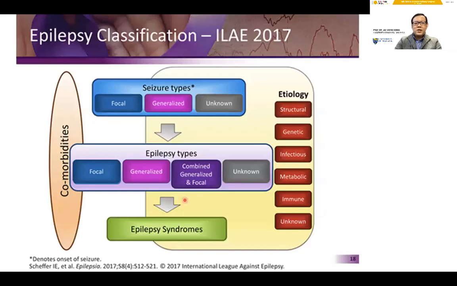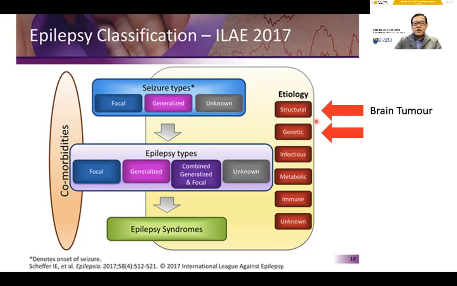Therefore, in the ILAE 2017 epilepsy classification, we can see that there are 6 etiologies listed here, which include structural, genetic, infections, metabolic, immune, and unknown. Some of these can be acute symptomatic, and the patient may not have recurrence after that. And some of them will be likely to have recurrence. For example, brain tumor. Brain tumor is unlikely to be just acute symptomatic. They are most likely to cause recurrent seizures unless the seizures occur during resection or excision of the brain tumor, and these are surgery related.